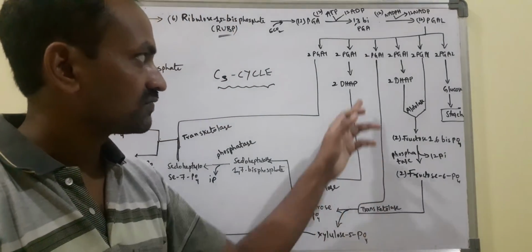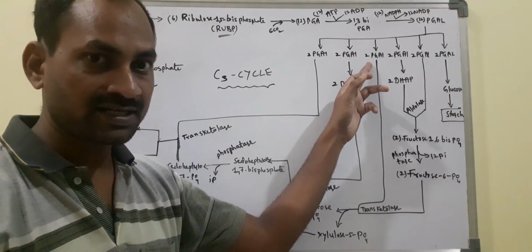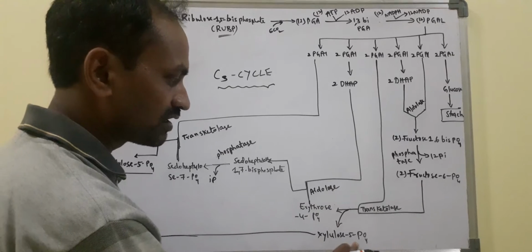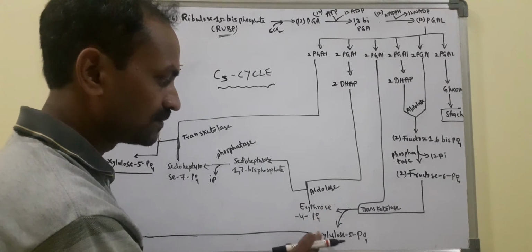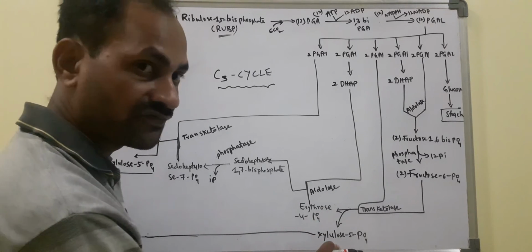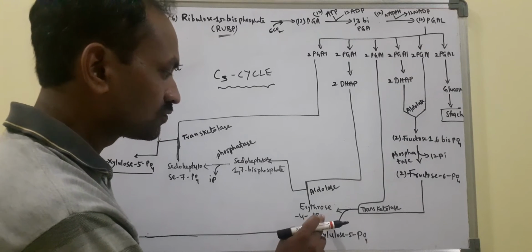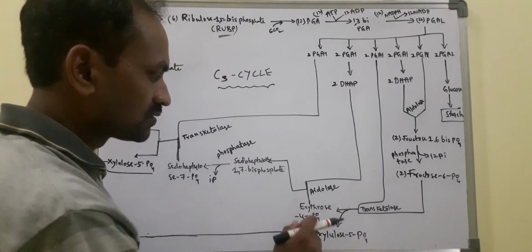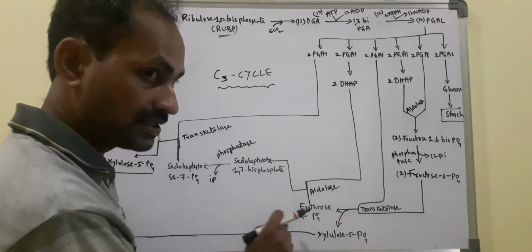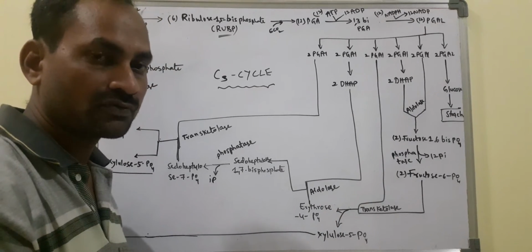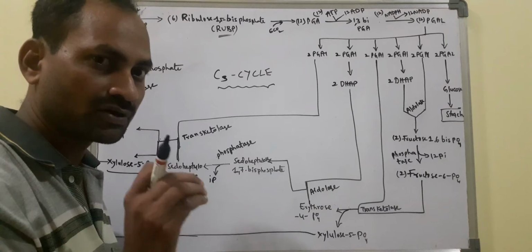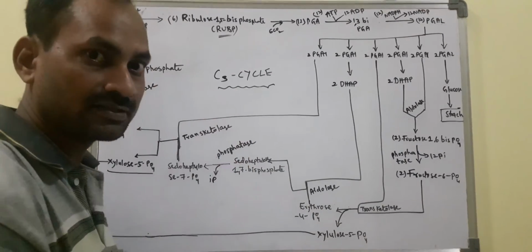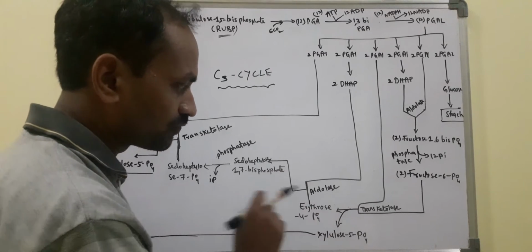again combines with 2 molecules of phosphoglyceraldehyde and forms xylulose 5 phosphate and erythrose 4 phosphate. Xylulose 5 phosphate is a 5 carbon compound, and erythrose 4 phosphate is a 4 carbon compound. Sometimes they will ask in NEET, what is the 4 carbon containing compound which is formed in the C3 cycle? The answer is erythrose 4 phosphate.